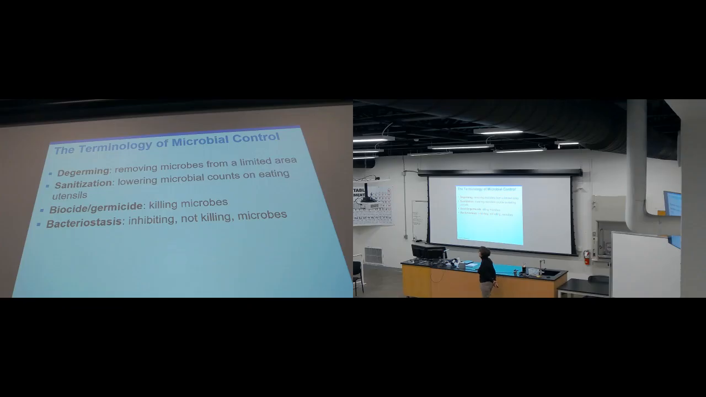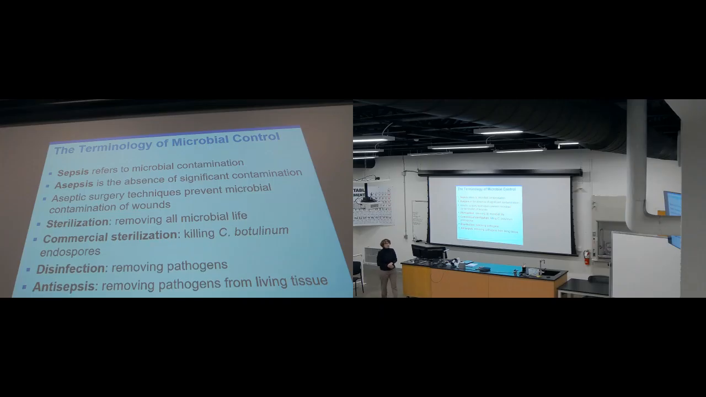So an example of, for instance, sanitization is using dishwashers for getting rid of microbes from the utensils. Then more terms. We have sepsis. Sepsis is referring to microbial contamination. And then asepsis will be removal of significant contamination.